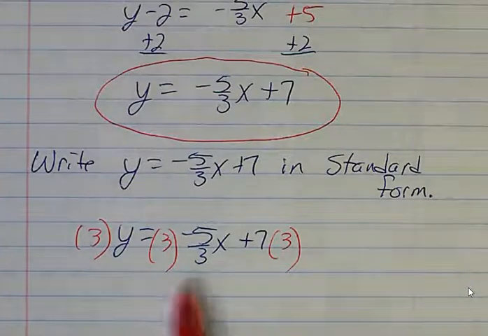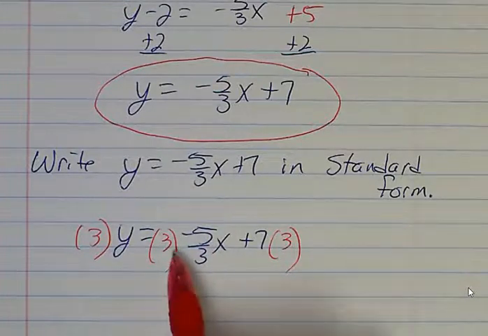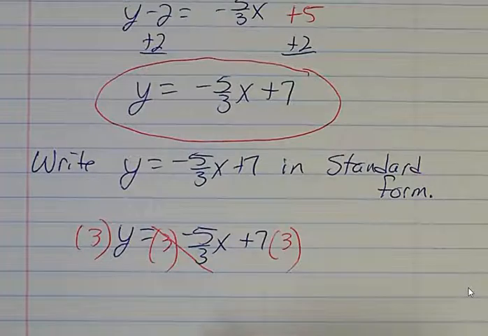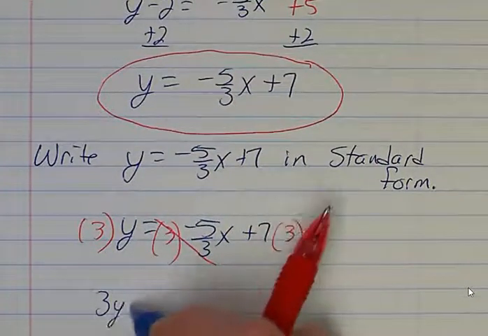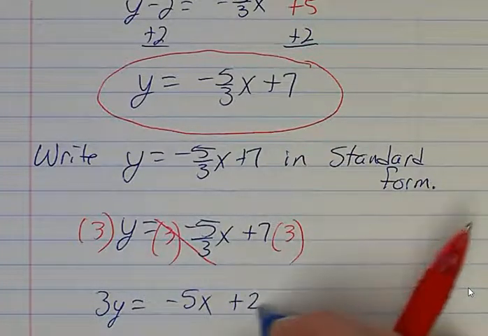And if you do that, we've got 3 times negative 5, but then you're going to turn around and divide by 3. Since you've got 3 divided by 3, those two things just cancel out. So that makes 3y equal to negative 5x plus 21.